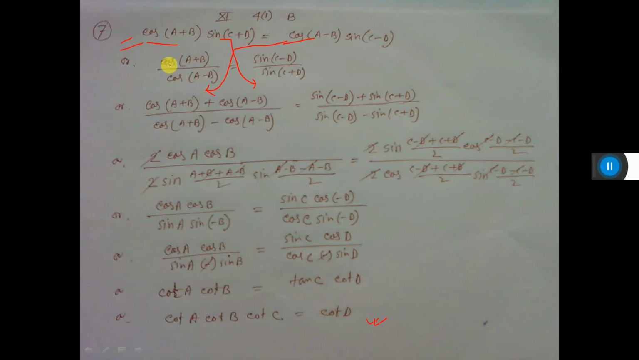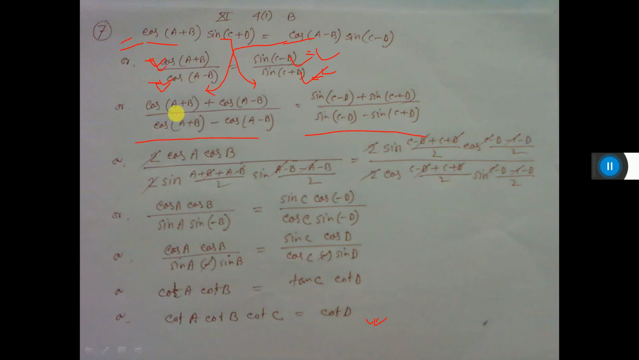Now you apply componendo dividendo. Componendo dividendo is numerator plus denominator by numerator minus denominator, equal to that side also numerator plus denominator by numerator minus denominator. That means this plus this by this minus this, again this plus this by this minus this, that I did here.